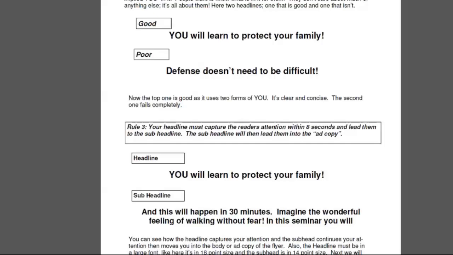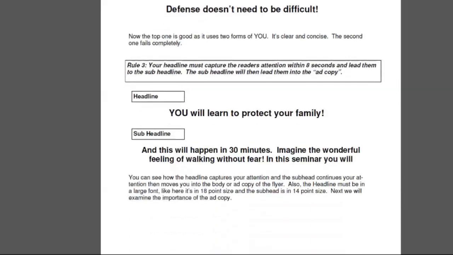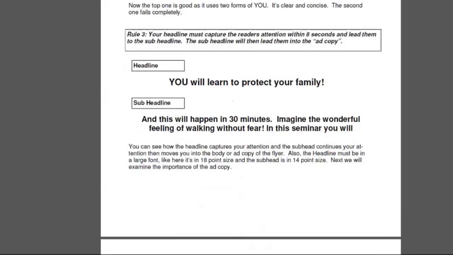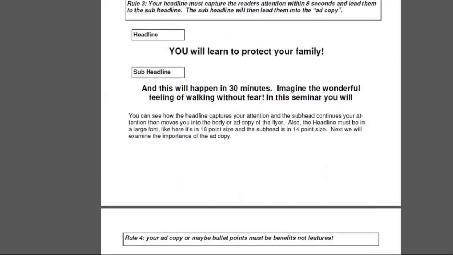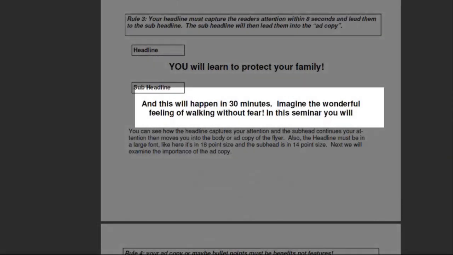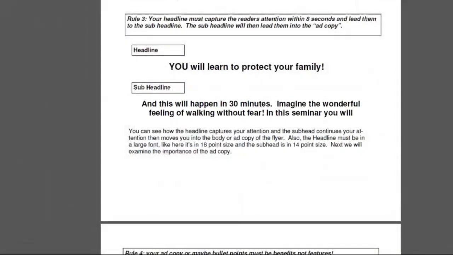All right. Now we've got an action graphic and we've got a good headline. The next one is subheads. Now the same thing is true. You want to have an implied U if you can in a subhead, okay? In this one, you will learn to protect your family, and this will happen in 30 minutes. Again, it's a benefit-driven type of subhead. Imagine the wonderful feeling of walking without fear. In the seminar, you will, and so on. Okay, it's got a U, it's got a feel to it. You're going to get something emotional out of it, and that's what a good subhead drives.